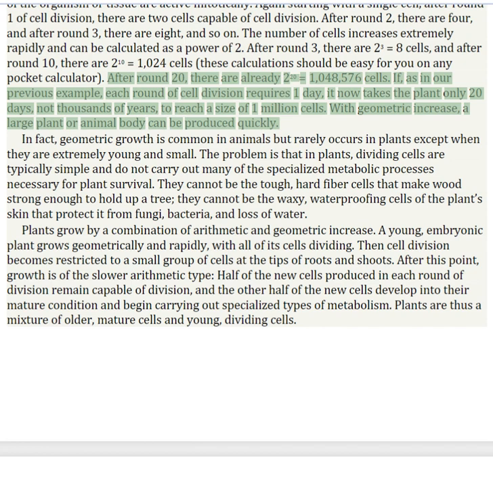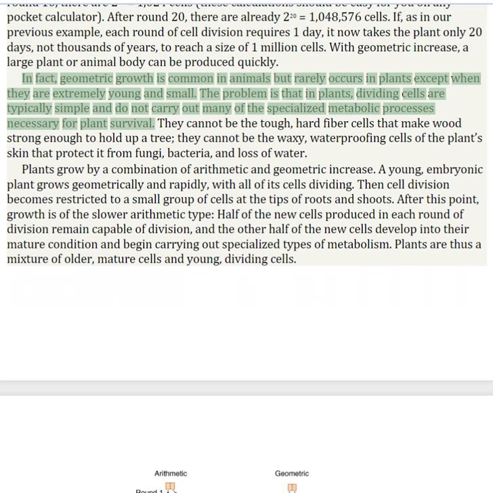If, as in our previous example, each round of cell division requires 1 day, it now takes the plant only 20 days, not thousands of years, to reach a size of 1 million cells. With geometric increase, a large plant or animal body can be produced quickly. In fact, geometric growth is common in animals but rarely occurs in plants except when they are extremely young and small. The problem is that in plants, dividing cells are typically simple and do not carry out many of the specialized metabolic processes necessary for plant survival.